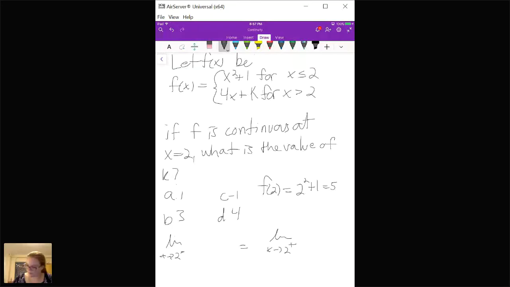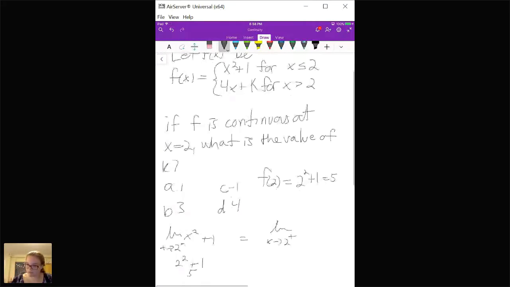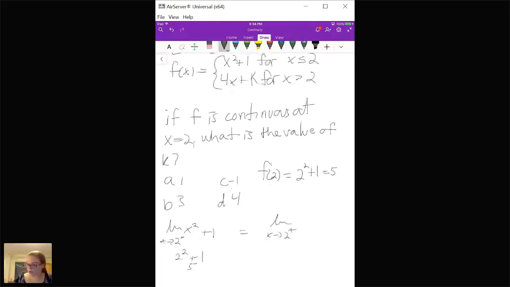Okay, so one of these we know. The limit as x approaches 2 from the left is going to be from our x squared plus 1 function. So we plug in 2 squared plus 1. Again, we get 5. Off to a good start. What has to be true about our limit from the right in order to make this continuous? Okay, great. So the limit from the right has to be equal to 5.